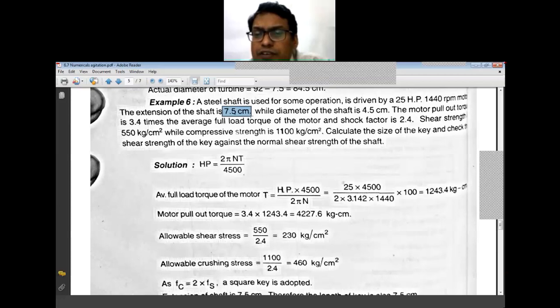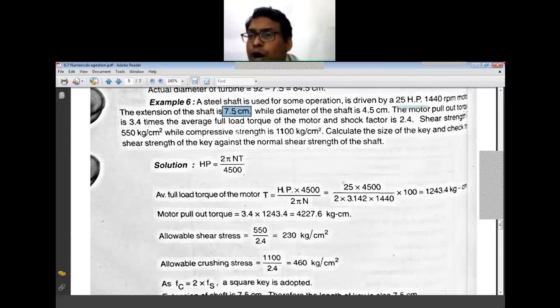So this torque is equal to HP into 4500 upon 2 pi into n. Here HP is 25 HP motor, n is in RPM, 1440 RPM, and to convert it into centimeter, multiplied by 100. So 1243 kg centimeter is the full load torque. While the motor pull-out torque will be 3.4 times the full load torque. That is what has been mentioned.